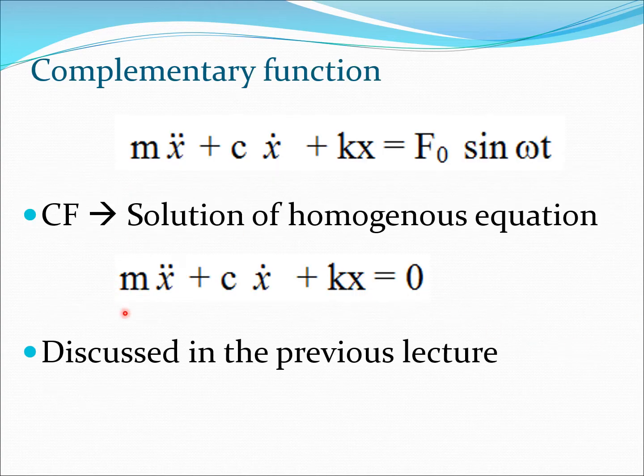Now if we look at the first part of the solution, that is the solution of the homogeneous equation, that would be the equation m x double dot plus c x dot plus kx equal to 0, and we have already discussed this solution in the previous lecture. If you do not recall it, you can go and review that, but at the end of this lecture we are going to put that solution also. So we are going to concentrate on the second part of the solution, which is the particular integral.